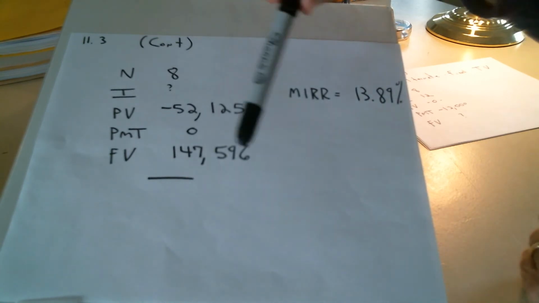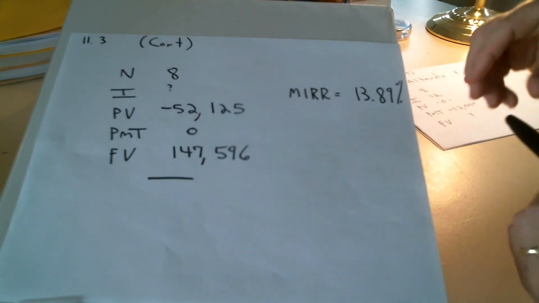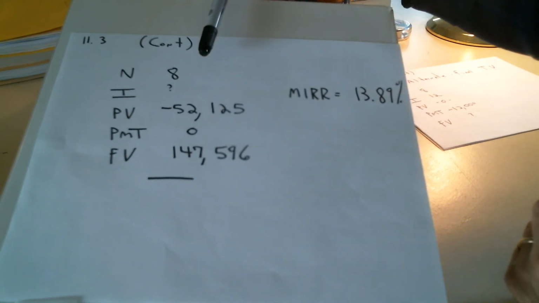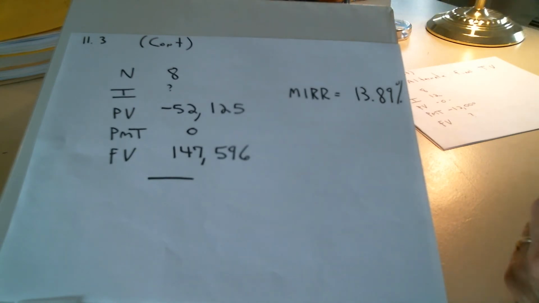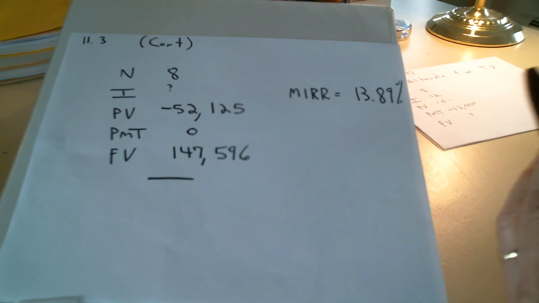So we plug all that in, and we come up with 13.89. That is your modified rate. If you've done it correctly, that should fall between two numbers: the initial cost of capital and the internal rate. It should fall somewhere in between. Not exactly in between, obviously, but somewhere in between those two numbers.